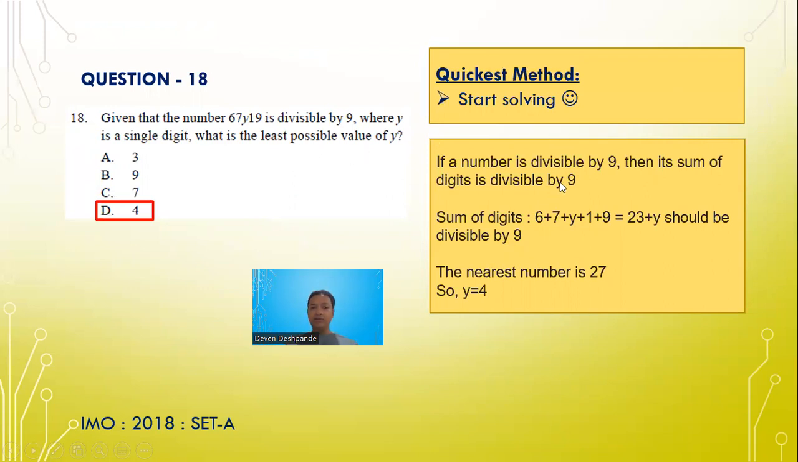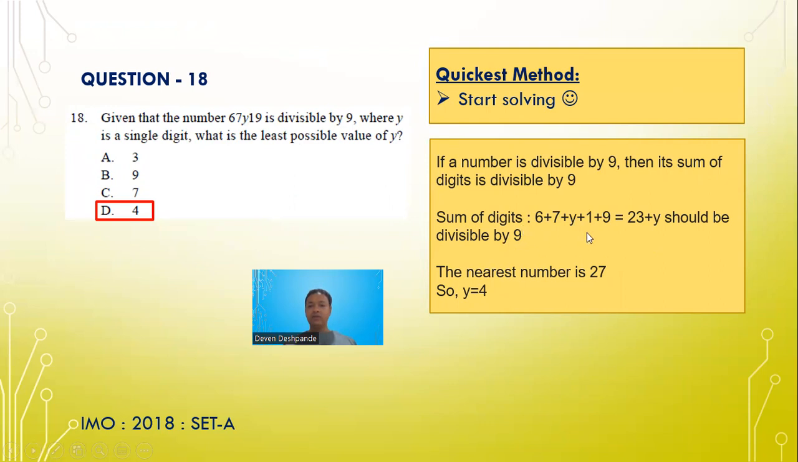If a number is divisible by 9, then the sum of its digits is also divisible by 9. Okay, 6 plus 7 plus y plus 1 plus 9. What is this sum? 6 plus 7 is 13, plus 1 is 14, plus 9 is 23. 23 plus y should be divisible by 9.